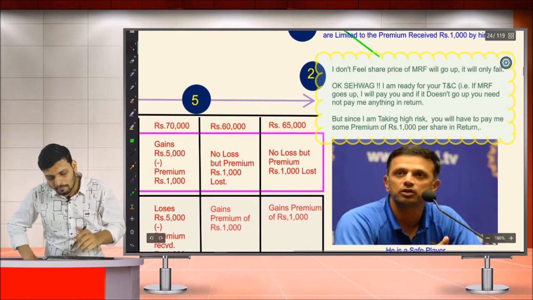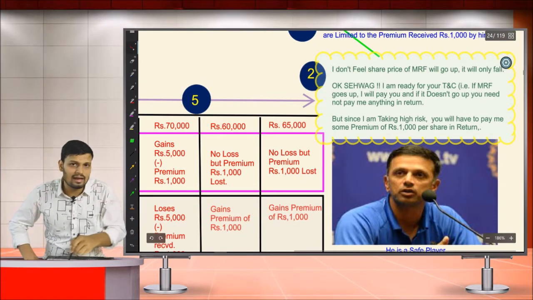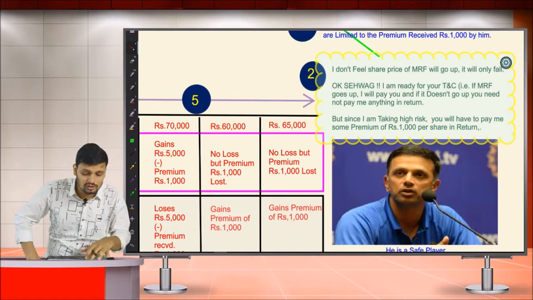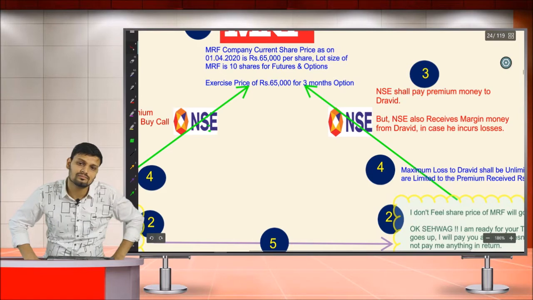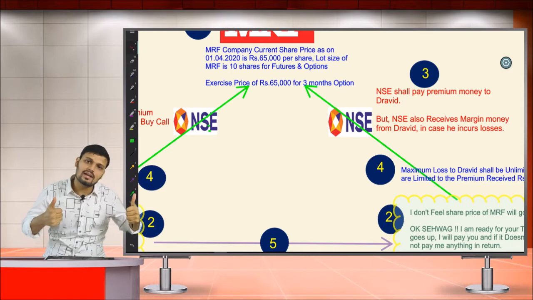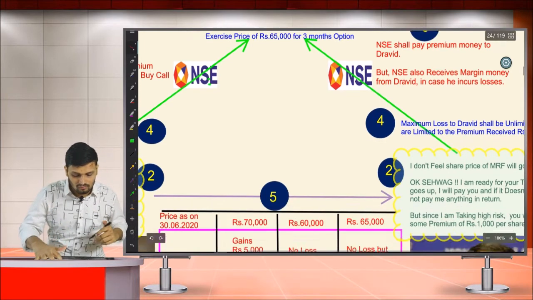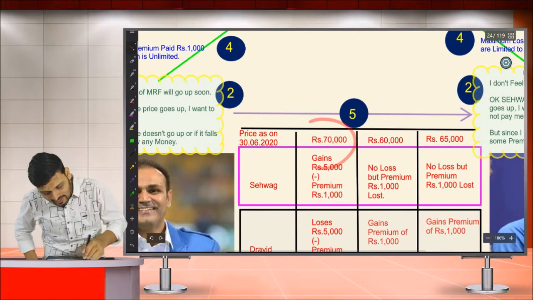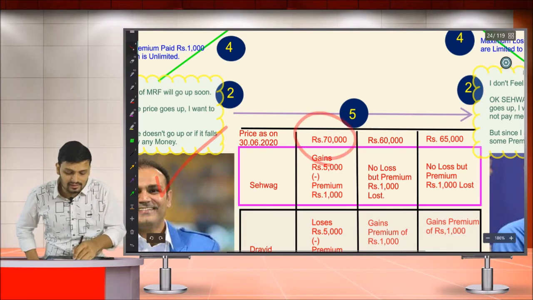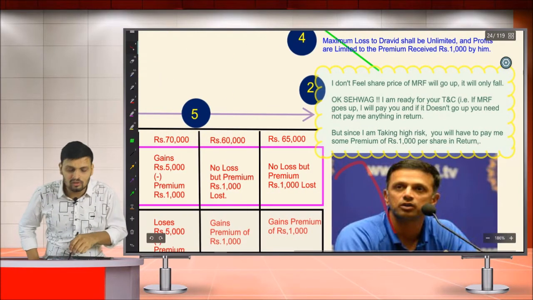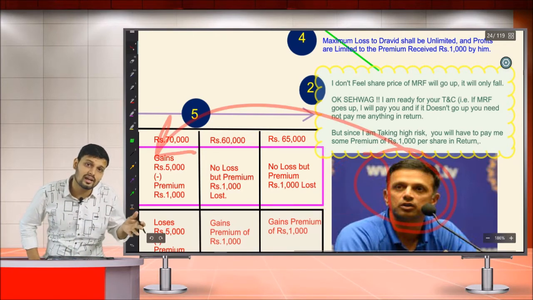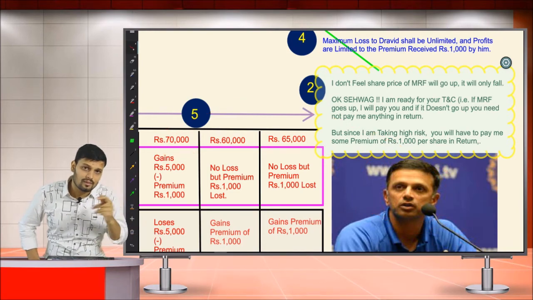Here, what I'm trying to tell is, if the price goes up to 70,000, Dravid cannot ignore that because he has an obligation. He has an obligation to sell to Sehwag at the price of 65,000. So Dravid has the obligation, Sehwag has the right. Whenever Sehwag wants to exercise his right at 70,000, Dravid cannot ignore it. Dravid has the obligation to sell to Sehwag at 65,000 because they already agreed at a strike price of 65,000.